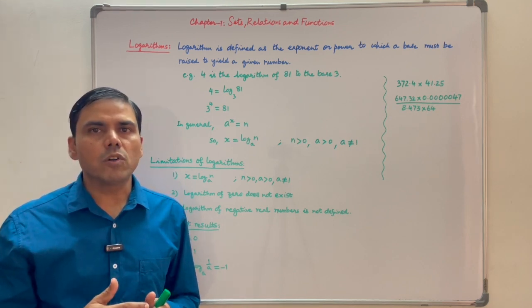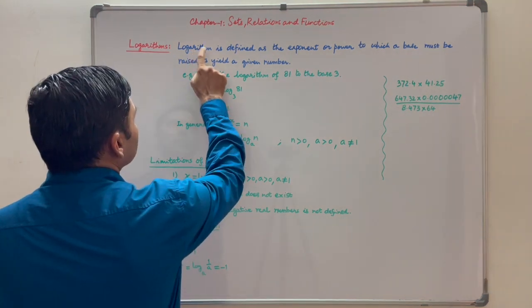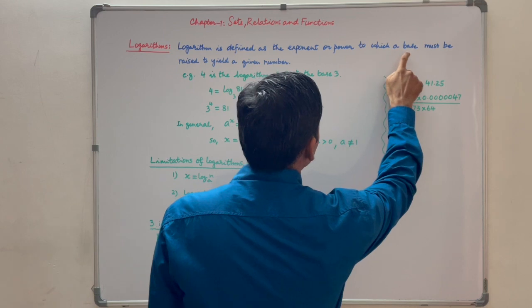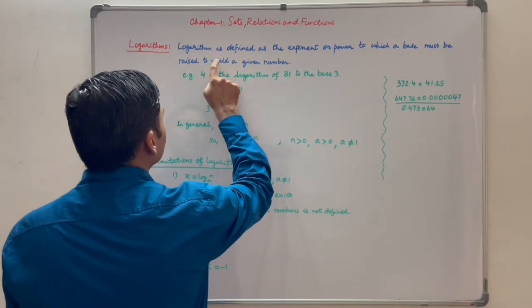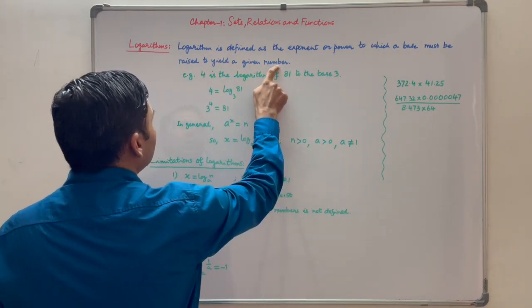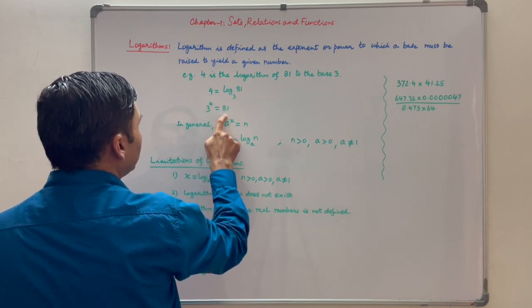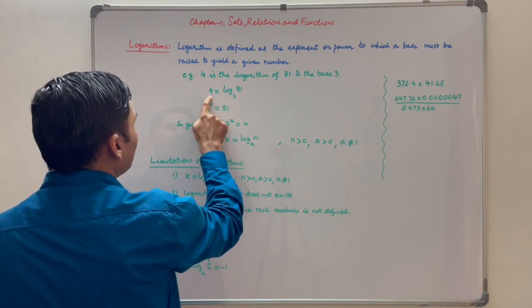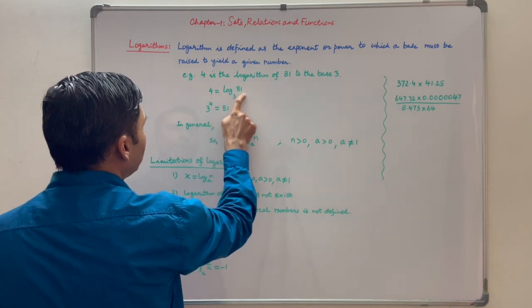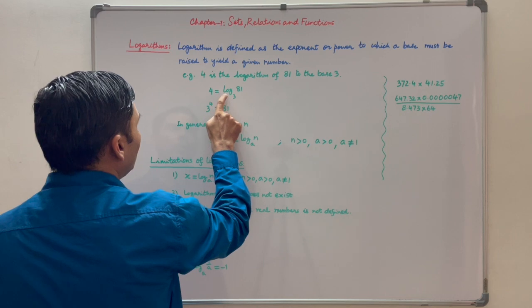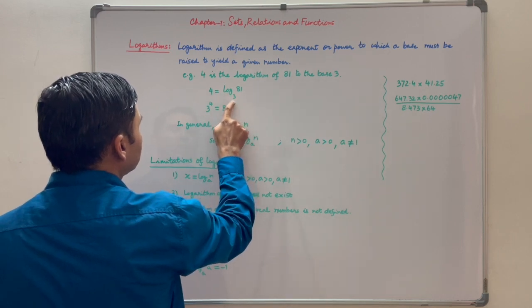Let us see the definition of logarithm. Logarithm is defined as the exponent or power to which a base must be raised to yield a given number. For example, we know that 3 to the power 4 is equal to 81. So we say that 4 is the logarithm of 81 to the base 3. We write it as 4 is equal to log 81 to the base 3.